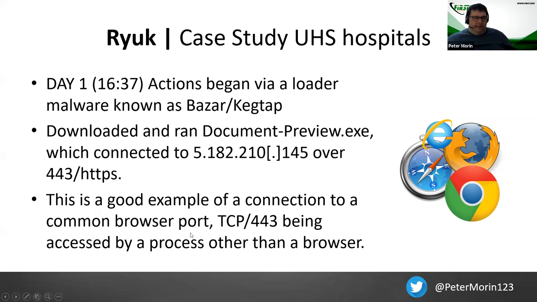Now, in this case, if I did a search on my systems and excluded Chrome, Firefox, Safari, Internet Explorer, and Edge, and then ran the query to show me every other connection to 443 that isn't from one of those browsers, then I could potentially have identified that document preview went out to a site on port 443, right? So a lot of this comes from behavior. This is what the attacker is going to do, and then basically process of elimination, right?